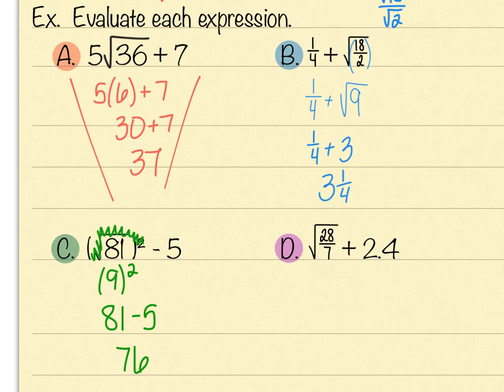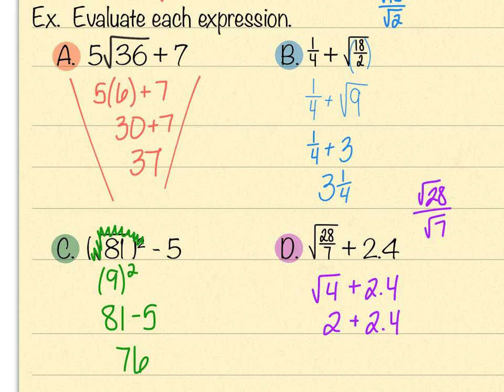Example D, here we have another example of a problem where we want to simplify the fraction before we try to square root it, because the square root of 28 and the square root of 7, neither one of those are perfect squares. So we're going to get a terrible, irrational answer. We don't want that, because 28 divided by 7 is just 4. So if you can reduce these fractions first, please do that. It saves you a ton of effort. The square root of 4 is 2, because 4 is a perfect square. So we're going to get a nice answer. And then 2 plus 2.4 is 4.4.